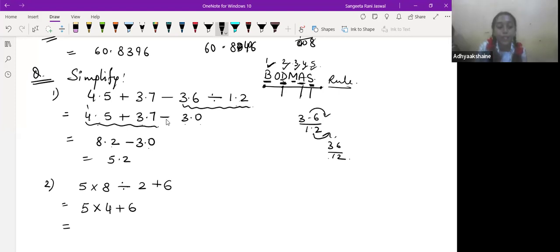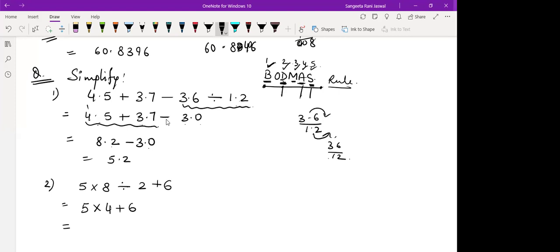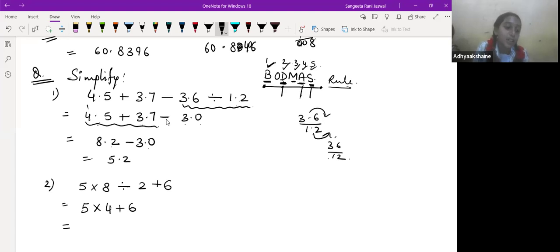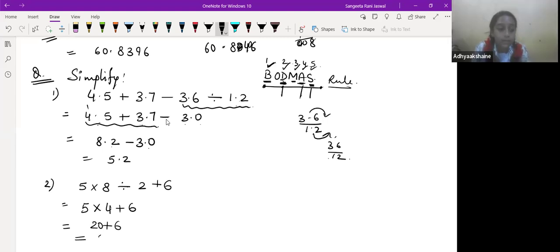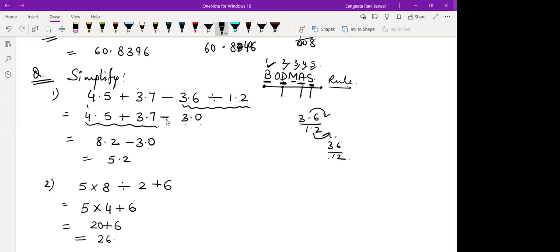Ma'am, you need to multiply. Yes. So what do I get after multiplying? Ma'am, the number we get is 20. 20. And then 26. Good. Okay.